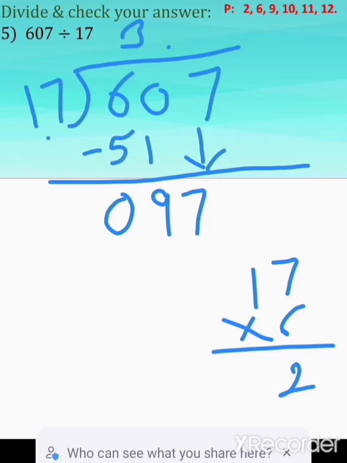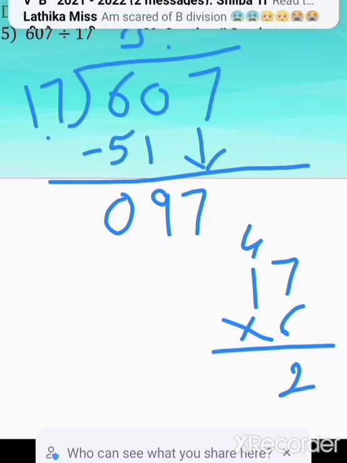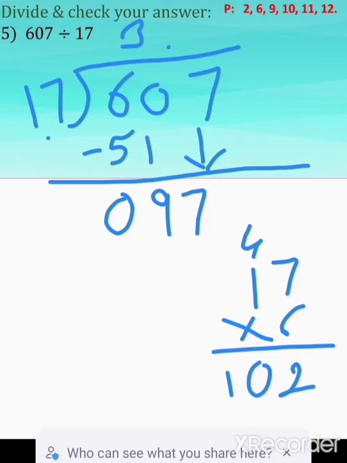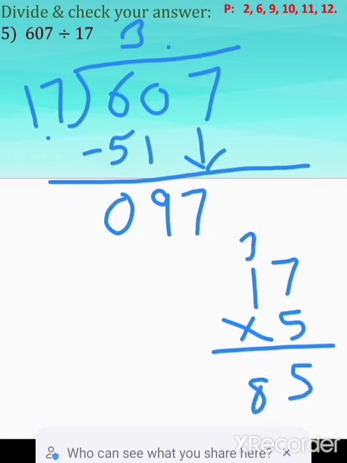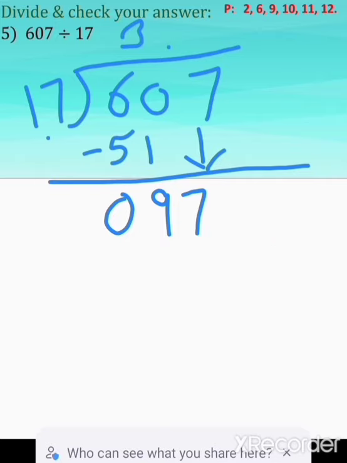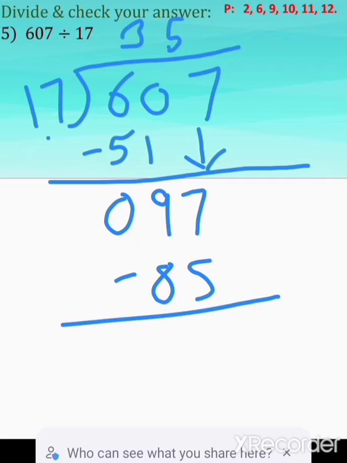6 7s are 42. 6 1s are 6 plus 4, 10. 102 I'm getting, which is more than 97. So I'll go for 5s. Let's check by 5. 5 7s are 35. 3 carry. 5 1s are 5 plus 3, 8. So I'm getting 17 5s are 85. It means I'll go for 5s because with 6 I'm getting a greater number. And if you know the table, you will come to know that 17 5s are 85 and 17 6s are 102. 7 minus 5 is 2, 9 minus 8 is 1.